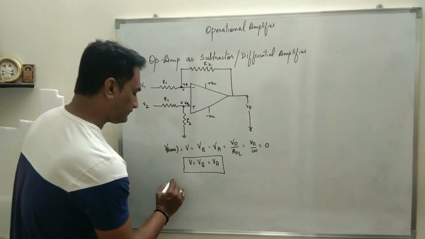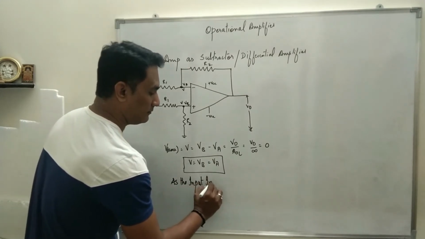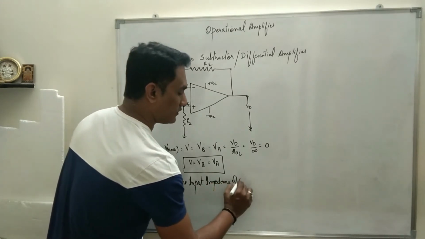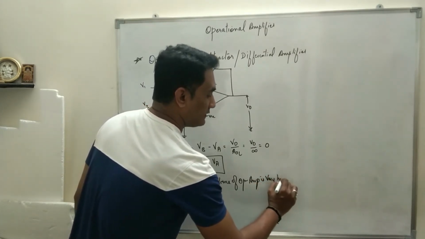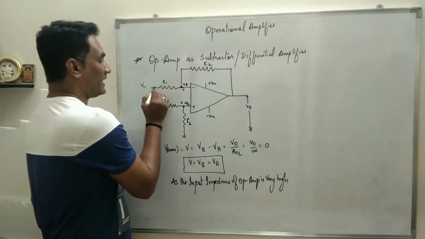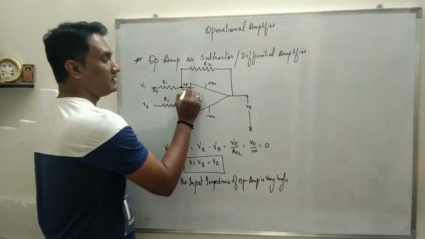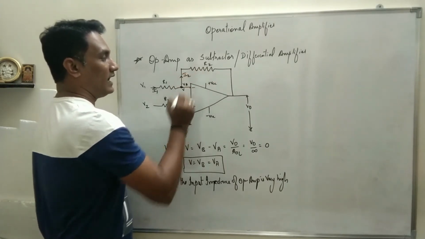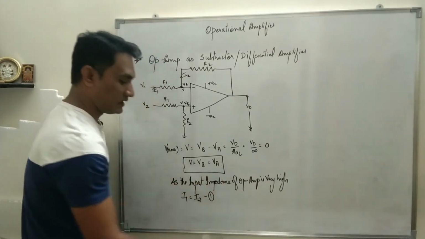Now as the input impedance of op-amp is very high, what can we conclude? As soon as V1 is applied, current I1 will flow up to this point, right? And as the input impedance of op-amp is very high, no current will flow through the op-amp, all the current will flow through R2. Let that current be I2. So what we can conclude is I1 is equal to I2. Let this be equation number 1.